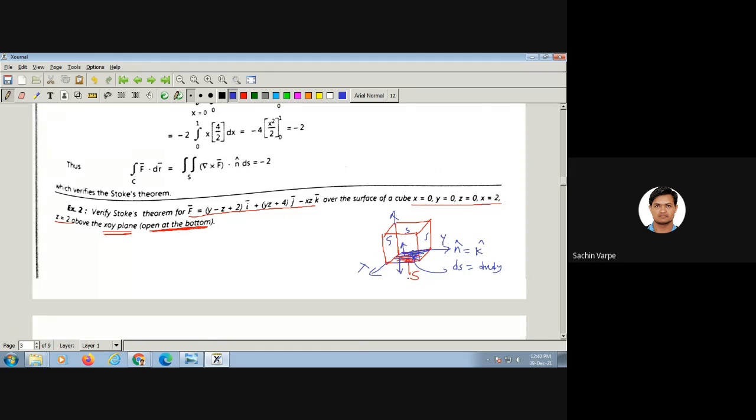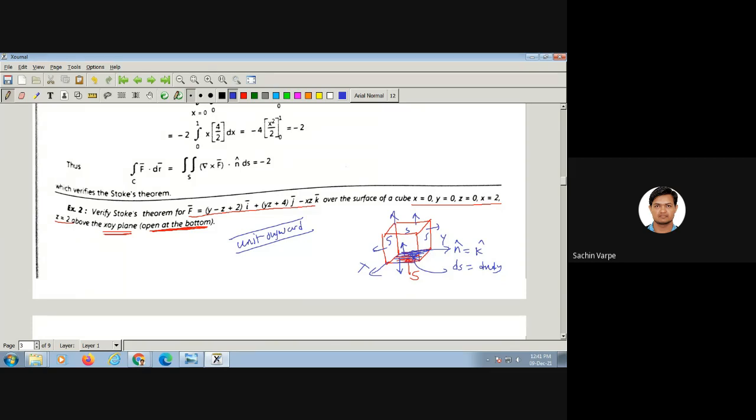If this cube is given for the divergence theorem, then we need a closed surface. In that case, we have to consider n cap to be the unit outward normal, if you remember, right? Unit outward. That means n cap must be in the direction of outside from the surface, like this. Is this clear?